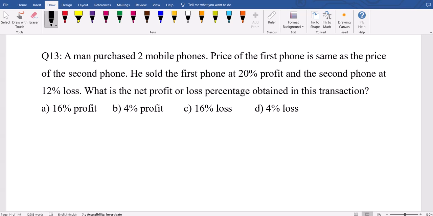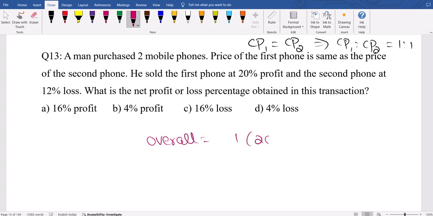A man purchased two mobile phones. The price of the first phone is the same as the price of the second phone. Perfect. Here the advantage is that the cost prices are the same, not the selling prices. The cost price of the first one and the cost price of the second one are in the ratio 1:1. Okay, then what is the overall result, if you want to know?